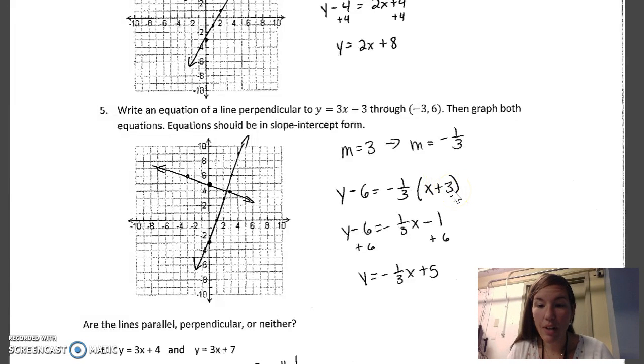I know you hate fractions, but you can do it. It's -1/3 over 3 times 1. That's 3 over 3, and so that ends up being a -1. Add your 6. Y is equal to -1/3 x plus 5.